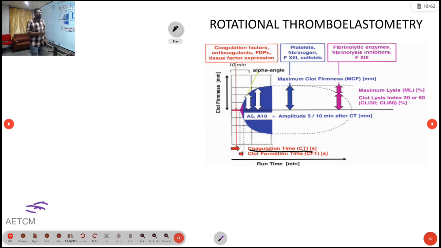And we can see that the maximum clot firmness, or the maximum amplitude as in TEG, is determined by the platelets, fibrinogen, factor 13 and colloids. That is the determining factor in that. And then the lysis. There is another entity called the maximum lysis in the case of ROTEM, and the clot lysis index, so the lysis index at 30 minutes and 60 minutes post the end of clotting time. That is determined by the fibrinolytic enzymes, fibrinolysis inhibitors, and factor 13.